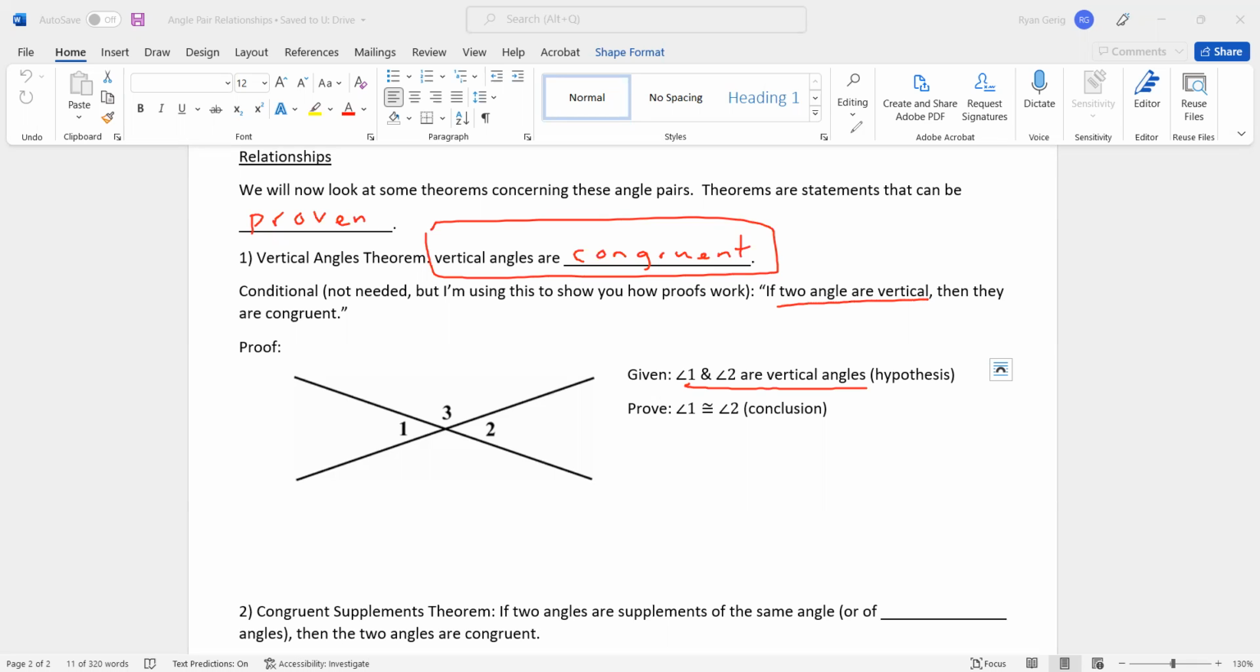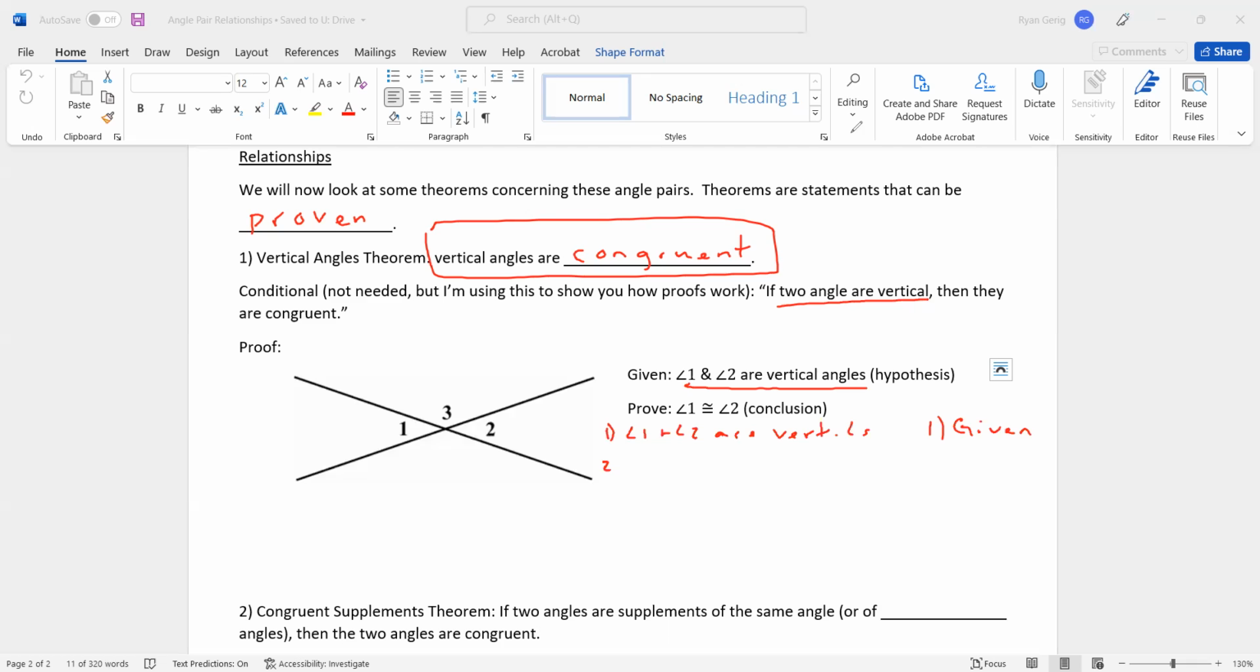So here's how I prove it. Angle 1 and angle 2 are vertical. I'll put angles there. And that's my first statement. I always want to start with my hypothesis. So I have that. That's given.